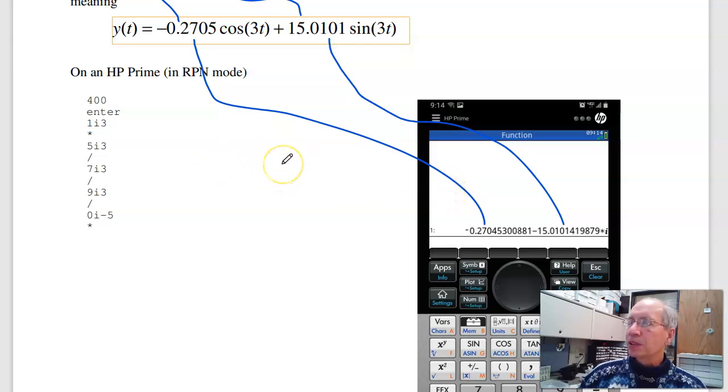This is a typical problem you'll see in Circuits 1, Circuits 2, Signals and Systems. This is, again, why I highly recommend you get a calculator that can do complex numbers. You're going to need it. You're going to use it.